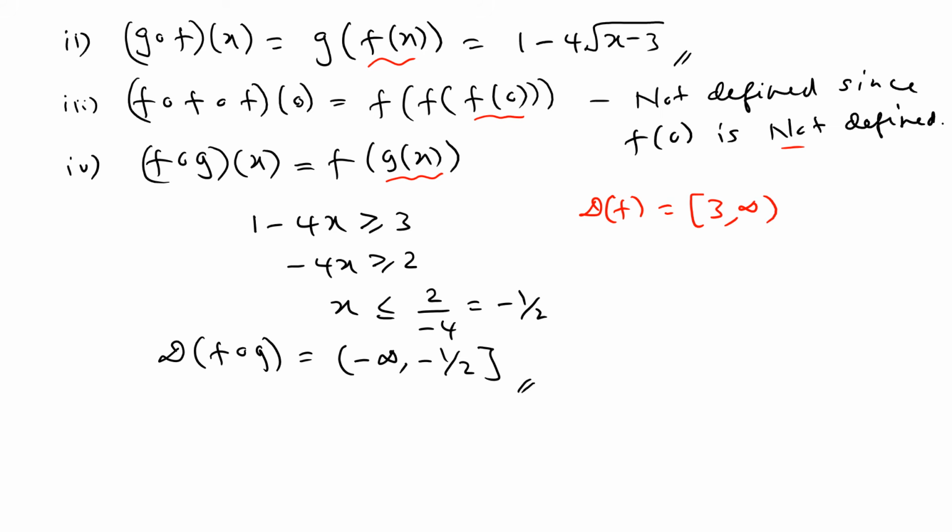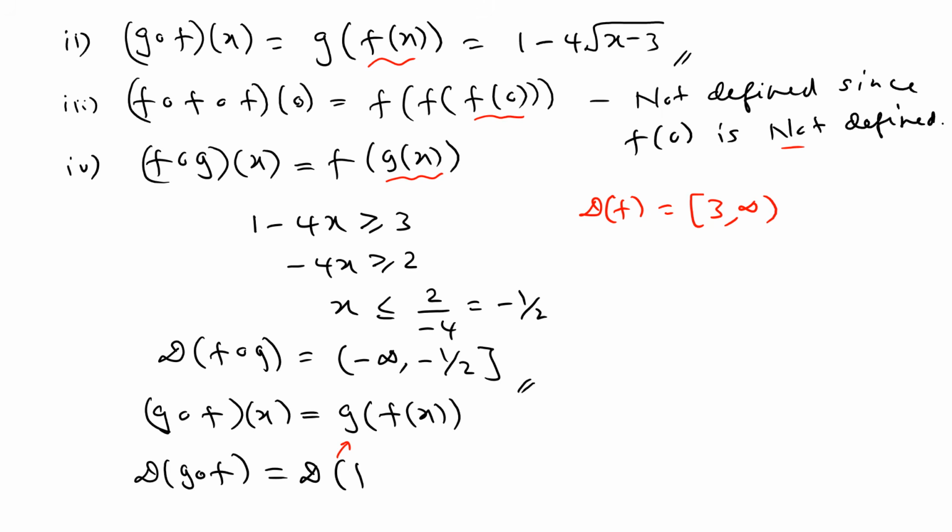And then since g is a polynomial, that means you can plug in anything there. So we can use this argument because we know that g circle f of x is equal to g of f of x. But since g is a polynomial, what you can say is the domain of g circle f is simply the domain of f, because you can plug anything into the g function. That means it is from 3 to infinity. That's the domain of that.